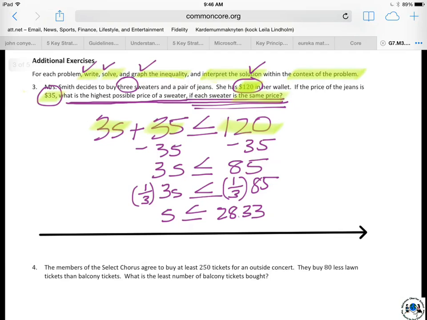S, that means the price of the sweater in this case, because that's what S is standing for. What is the highest possible price of a sweater? $28.33. So she cannot spend more than $28.33 for each sweater, but she can indeed spend $28.33 because we have our or equal to sign underneath our less than sign. Okay, so let's maybe slow this down a little bit. Let's go ahead and watch the graph being drawn.